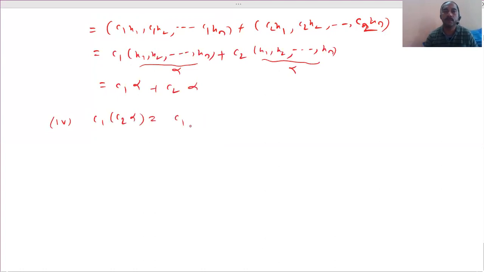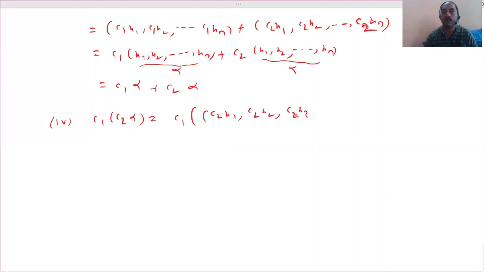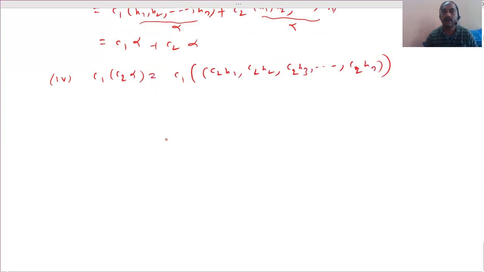Last property: C1 times of C2 alpha. C2 is sent inside the vector. Then the resultant vector becomes C2 x1, C2 x2, C2 x3, and so on, C2 xn. Now, once again, it is a vector and a scalar. Using the second hypothesis of the operation, send C1 inside: C1 C2 x1, C1 C2 x2, C1 C2 x3, and so on, C1 C2 xn.